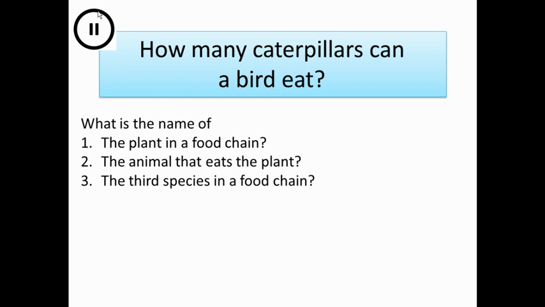Just to start, answer these three questions: what's the name of the plant in a food chain, the animal that eats the plant, and the third species in a food chain? You don't have to write it down, okay? You can save all of the writing for the written task at the end. All you need to do is have a think, see if you can remember what the answers to the questions are. So pause the video now.